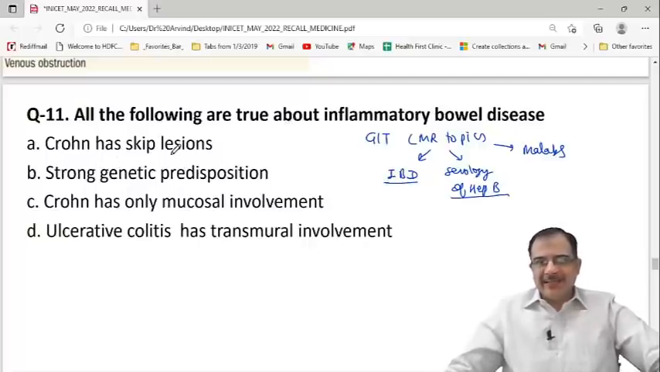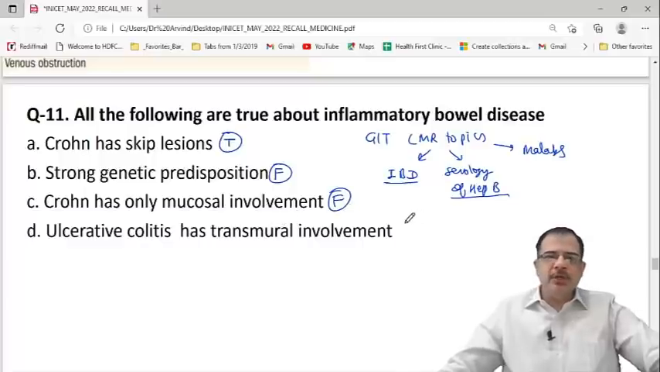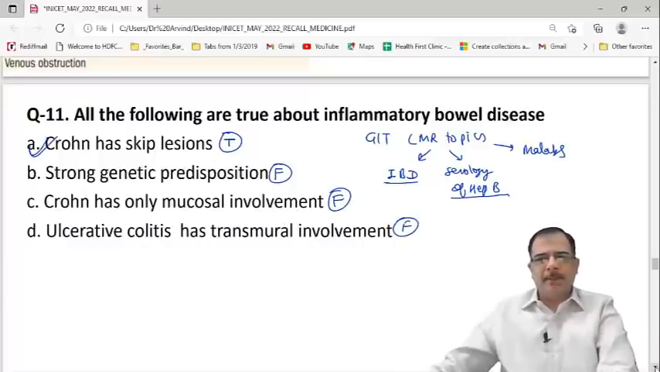Crohn's disease has a skip lesion. Yes, this is true. Ulcerative colitis has continuous lesions. Strong genetic predisposition, no. It is a weak genetic predisposition, false. Genetic predisposition is seen, but it is not strong. Crohn's disease has mucosal involvement, no. It is a transmural involvement. Ulcerative colitis has transmural, no. It has a mucosal involvement. So the correct answer here is A option.